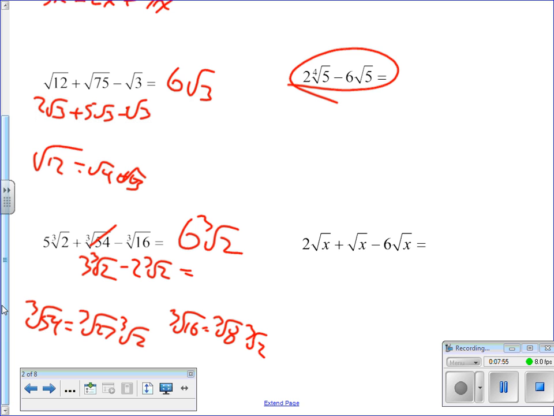And the last one's really easy. Just because it's a variable doesn't mean the rules change. Square root of x, square root of x, square root of x, they're all like radicals. 2 plus 1 is 3. 3 minus 6. Negative 3 root x. Okay? Does that make sense? It's not too bad when you're adding and subtracting. They have to be like radicals. If they're like radicals, just add and subtract. If they're not like radicals, you can make them like radicals by simplifying. Sometimes you can't. Okay, sometimes you can't.